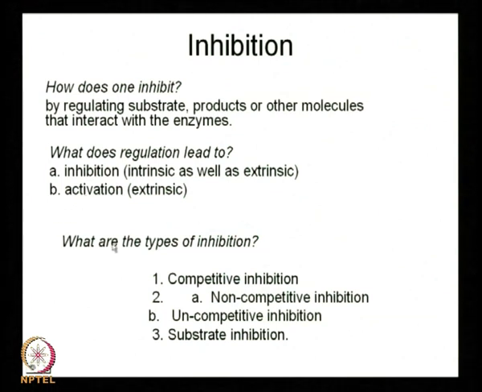Now, what are the types of inhibition? So, just for your record, these are the 4 different types of inhibition. The first type of inhibition is known as competitive inhibition. The second type is split up into 2. It's called non-competitive and uncompetitive, and the third one is substrate inhibition.